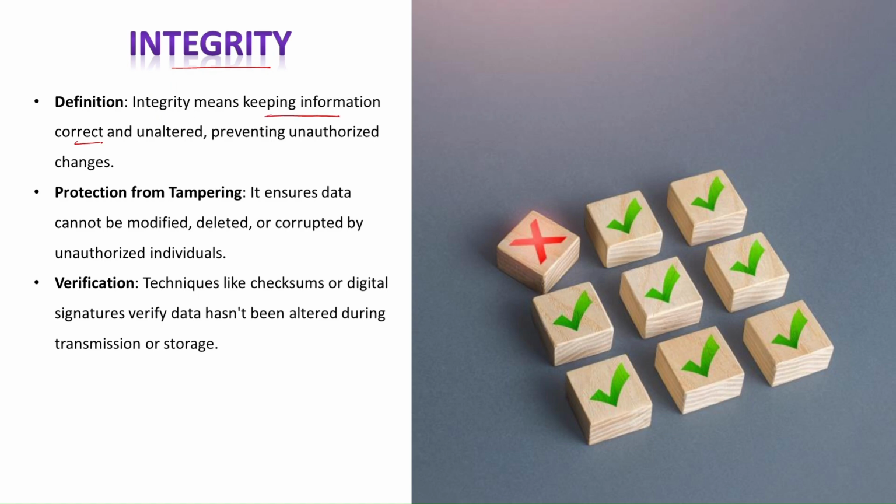keeping information correct and unaltered, that is, preventing unauthorized changes. We can also say the prevention of tampering of information. Protection from tampering ensures data cannot be modified, deleted, or corrupted by unauthorized individuals. Verification, so techniques like checksums or digital signatures verify data has not been altered during transmission or storage. The digital signature basically uses hashing. Hashing is the primary method that ensures that information is not altered or changed.